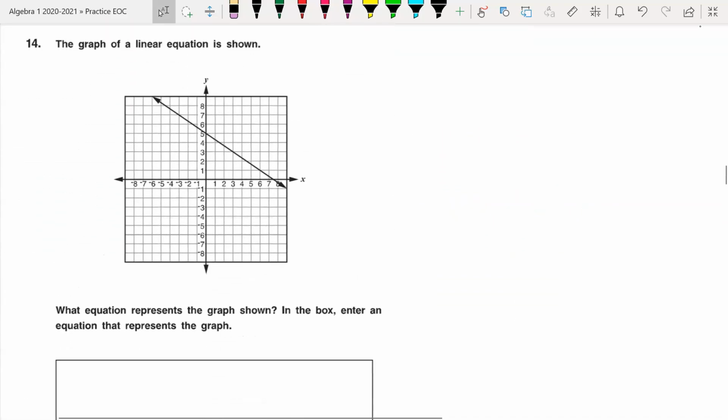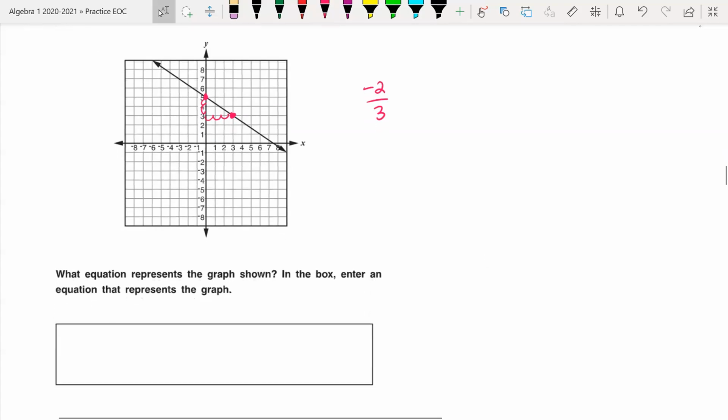Okay, 14. The graph of a linear equation is shown below. What equation represents the graph shown? The easiest point to start with, guys, is the y-intercept. Then you just find another point and use that to help you find the slope. So I would go down 2, right 3. Down 2 means a negative 2, right 3 means positive 3.